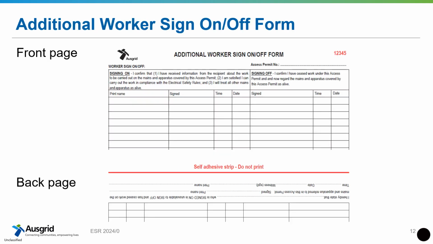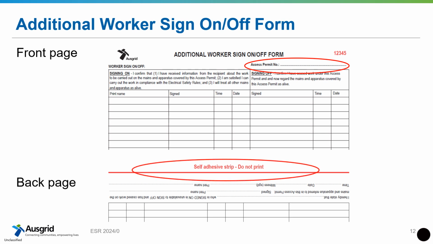The permit recipient is responsible for completing the additional worker sign-on and off form when one is required. The recipient must record the access permit number on the form and record the form number in section 10 of the access permit. The recipient must then attach the form to the permit using the self-adhesive strip.